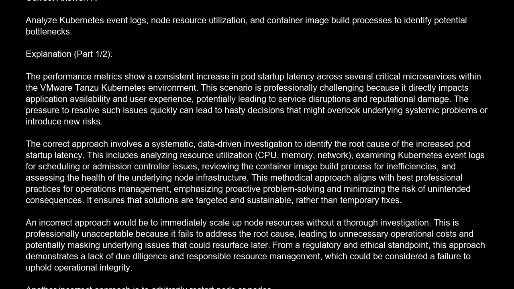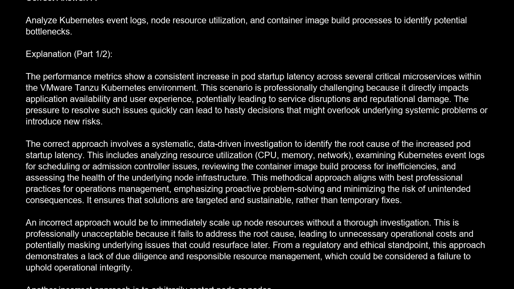The correct approach involves a systematic, data-driven investigation to identify the root cause of the increased pod startup latency. This includes analyzing resource utilization, CPU, memory, network, examining Kubernetes event logs for scheduling or admission controller issues, reviewing the container image build process for inefficiencies, and assessing the health of the underlying node infrastructure. This methodical approach aligns with best professional practices for operations management, emphasizing proactive problem-solving and minimizing the risk of unintended consequences. It ensures that solutions are targeted and sustainable, rather than temporary fixes.